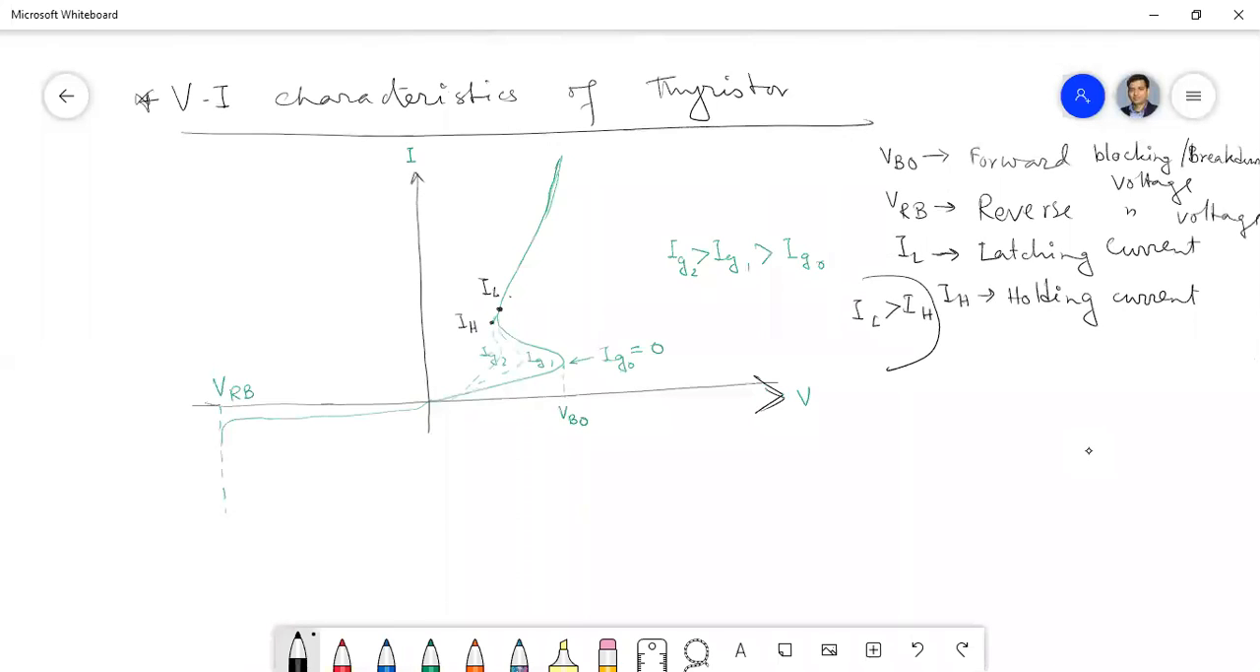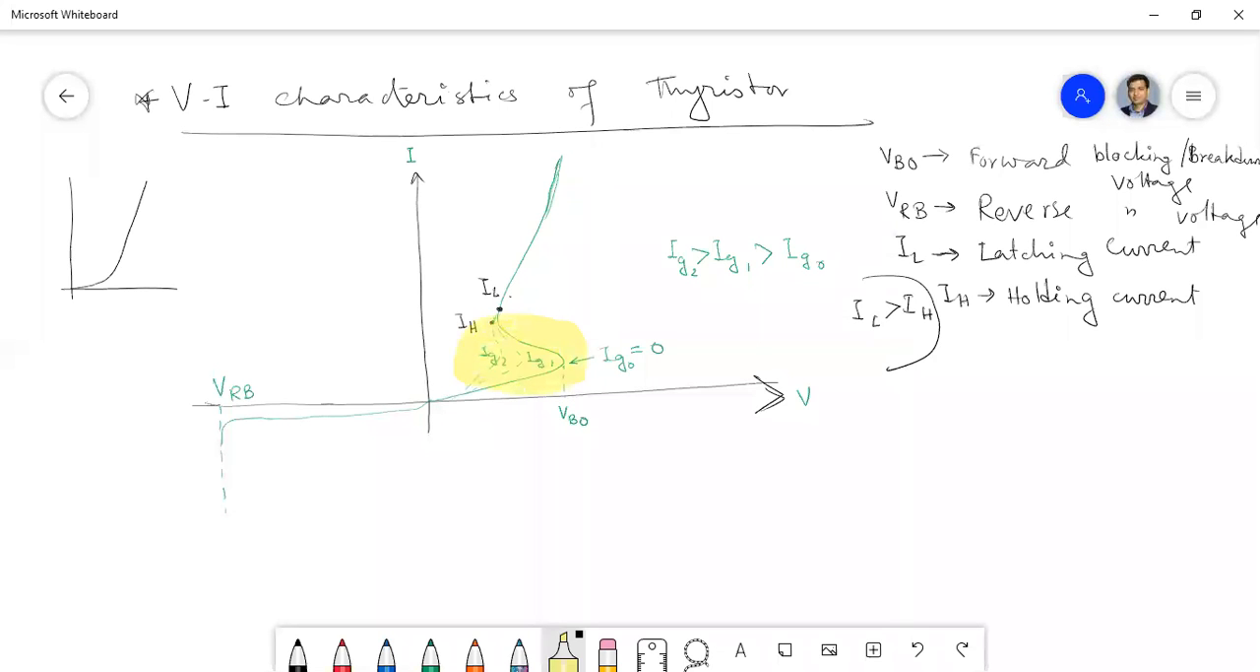Okay, so this is the characteristic. In case of a diode, what type of characteristics do we get? We get this type of characteristics. Here also we get similar characteristics, but without the gate current, the thyristor doesn't start conducting. So this particular zone is for giving the control to the gate. Otherwise, it is similar to the diode.